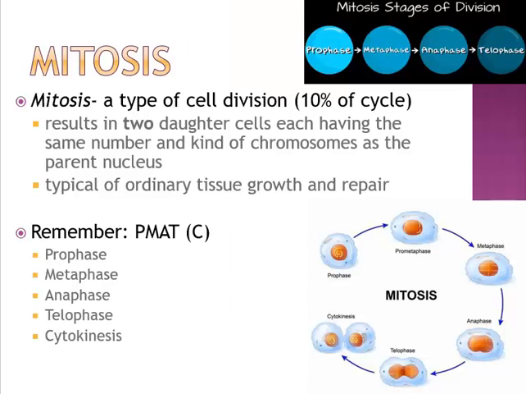Now let's talk about mitosis. So mitosis is a type of cell division, and the cell usually spends about 10% of its cell life in mitosis. The result of mitosis is two daughter cells, each having the same number and kind of chromosomes as the parent nucleus. It's typical of ordinary tissue growth and repair. So just remember PMAT and C. So you have prophase, metaphase, anaphase, telophase. You also have cytokinesis. Some people consider cytokinesis as a part of telophase. Some people consider it as its own phase.